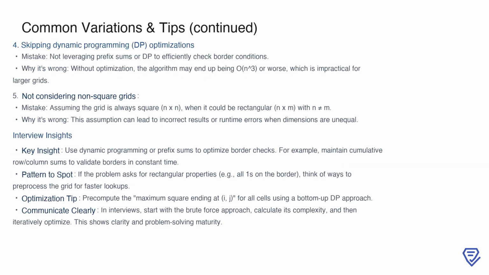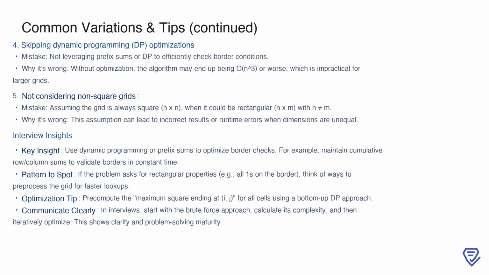Now, another common pitfall is skipping dynamic programming optimizations. Without leveraging techniques like prefix sums or cumulative row and column sums, your algorithm might end up with a time complexity of n cubed, or worse, which can be impractical for larger grids. Using optimizations can significantly reduce the number of redundant computations and make your solution more scalable. Additionally, some people assume the grid is always square, when in reality, it could be rectangular with different dimensions for rows and columns. This assumption can lead to runtime errors or incorrect results.